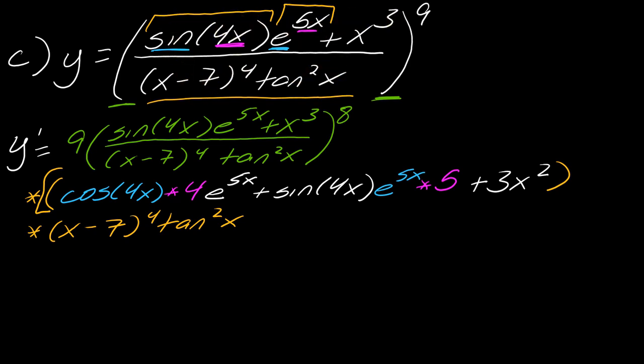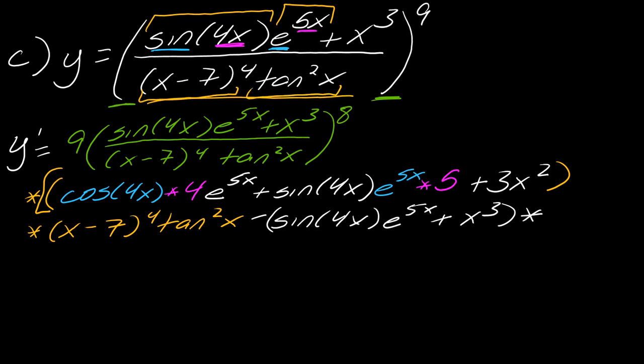All right. Next, now I leave the top function alone, and this will be sine of 4x e to the 5x plus x cubed. So all of that times now the derivative of the bottom function. And now we have to use the product rule again, and we have a whole bunch of chain rules in here. So again, I spared no mercy on this one. So let me focus in on this for a moment. The two functions we have here are this (x minus 7) to the 4th and this tangent squared x.